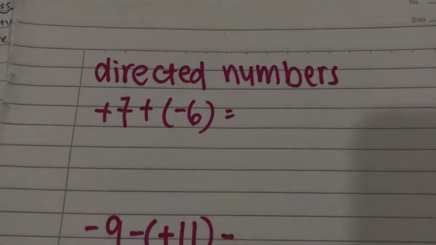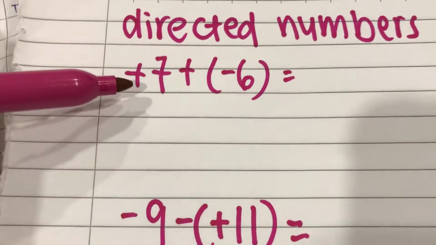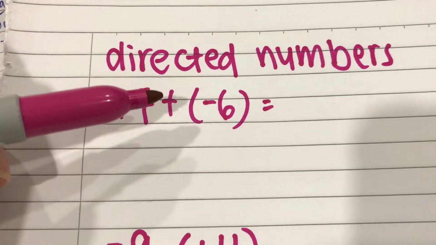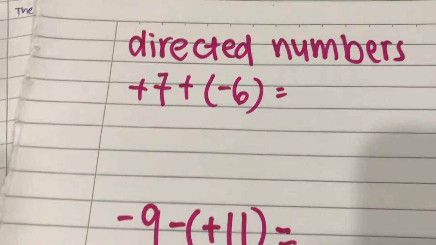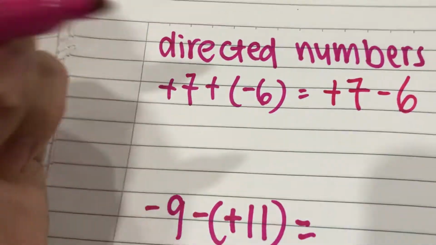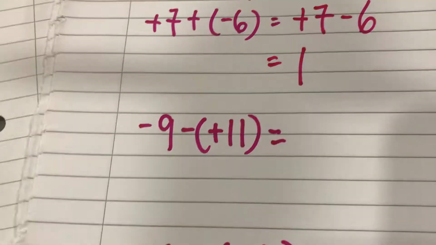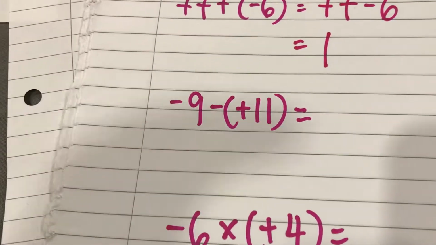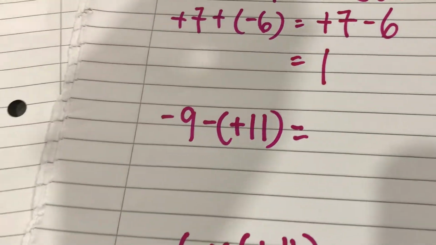So next is the directed number. First, if this is the question, +7 plus -6, positive and negative, you get the negative. So it can be written as +7 minus 6. Then you can solve this and get 1. And then -9 minus +11. Minus and plus, which is negative and positive, you get negative. So it's -9 minus 11, you get -20.